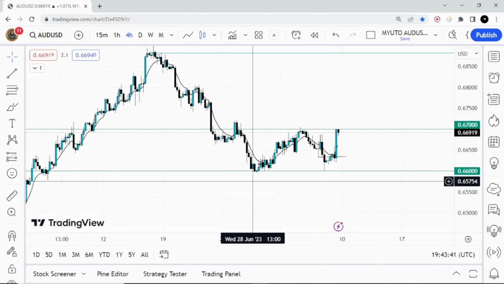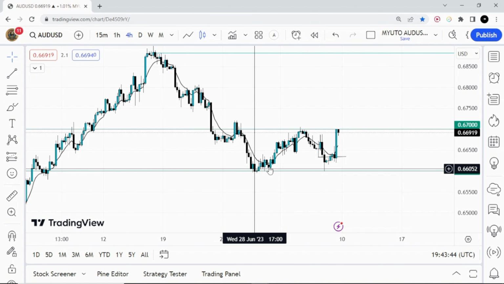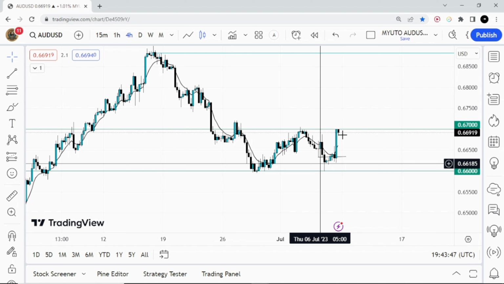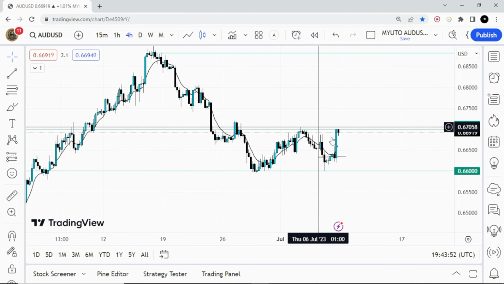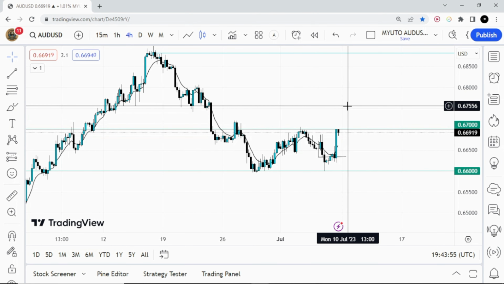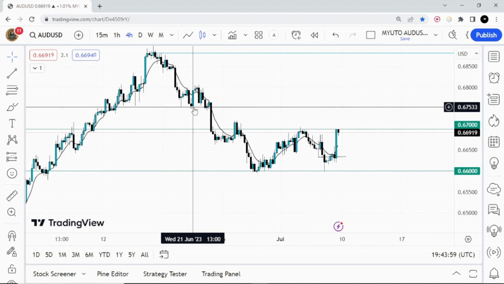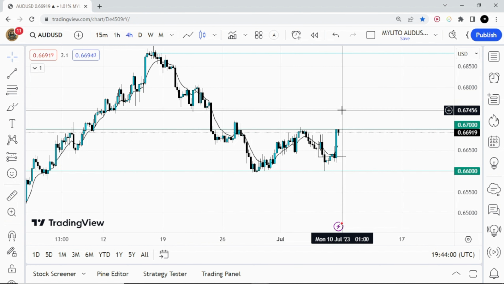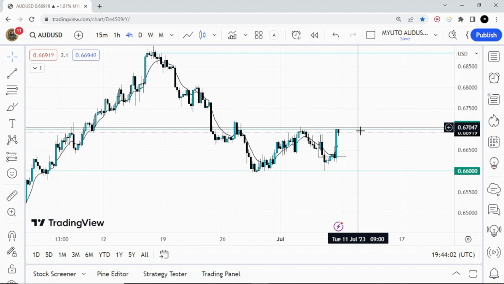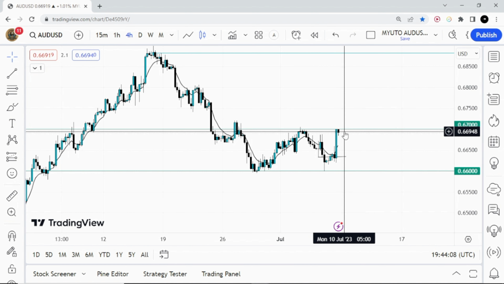And again, as you can see, we failed to break this previous low, so we created a double bottom. So I'm expecting price to break this previous high, maybe reach for 0.6750, which was also a support zone here, and now will become resistance. Then we would come find support at 0.6700. That is my scenario A.